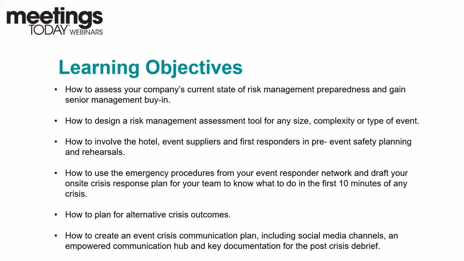Let's quickly review our learning objectives for today's course. During the webinar, you will learn the following: how to assess your company's current state of risk management preparedness and gain senior management buy-in, how to design a risk management assessment tool for any size, complexity, or type of event, how to involve the hotel, event suppliers, and first responders in pre-event safety planning and rehearsals, how to use the emergency procedures from your event responder network and draft your on-site crisis response plan for your team to know what to do in the first 10 minutes of any crisis, how to plan for alternative crisis outcomes, and how to create an event crisis communication plan, including social media channels, an empowered communication hub, and key documentation for the post-crisis debrief.